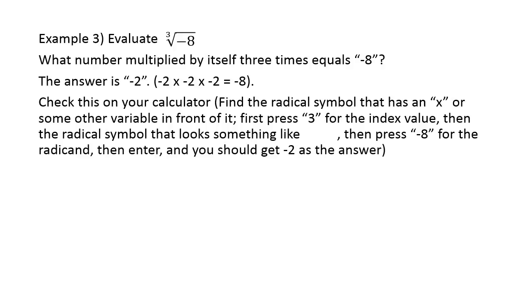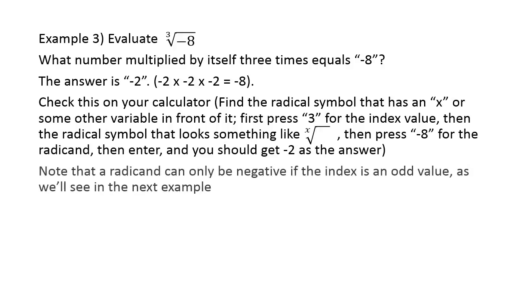Check this on your calculator. Again, find the radical symbol that has an x or some other variable in front of it. First, press 3 for the index value, then the radical symbol that looks something like this, and then press negative 8 for the radicand, then enter, and you should get negative 2 as the answer. Note that a radicand can only be negative if the index is an odd value. So in our case, it was a 3, as we'll see in the next example.